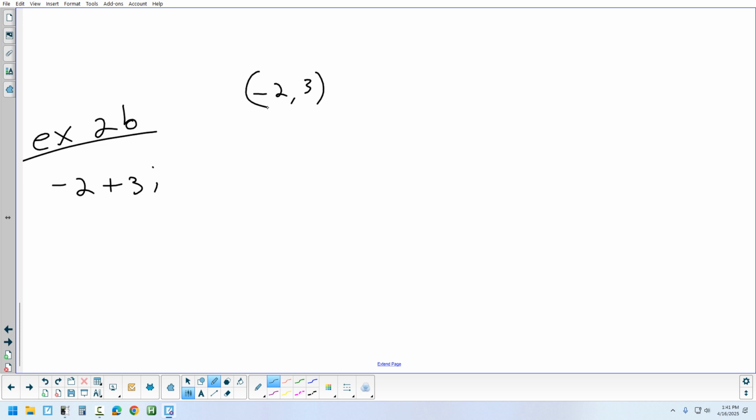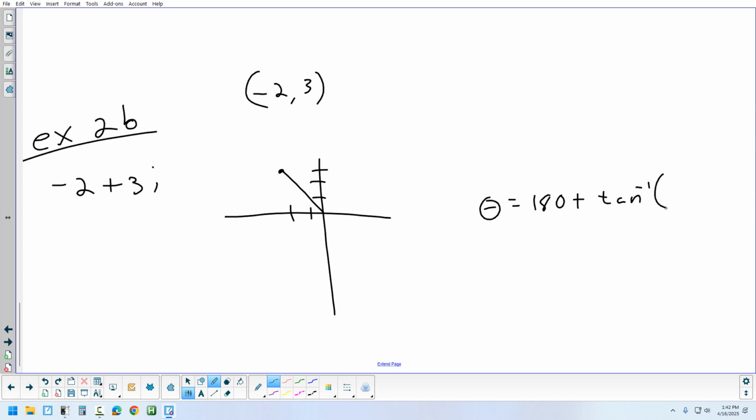Wouldn't it be in quadrant 2? Because you go left 2, up 3. So don't we have to add 180? So we do have to add 180. What's my formula to find the angle? 180 plus the inverse tangent of y over x. And what's y in this case? Y is 3, and x is negative 2.